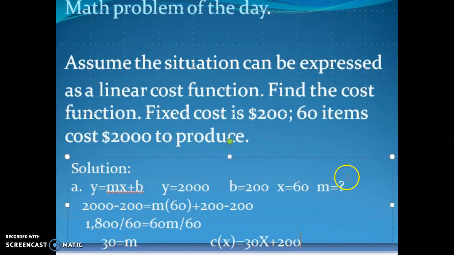So now, when you are solving for this, you just plug in 60 to the x. So 30 times 60 will be 1,800 plus 200. It will give you $2,000. Okay, that's the solution for that problem.